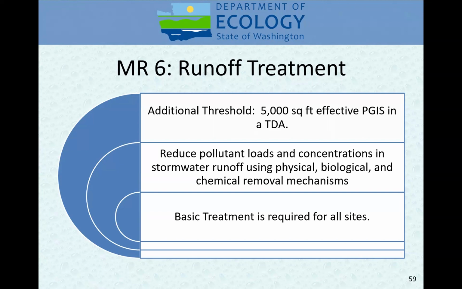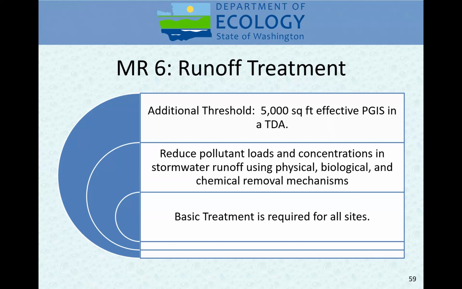What we're doing with minimum requirement number 6 is we want to reduce pollutant loads. And we want to reduce pollutant loads specifically for TSS, dissolved copper, dissolved zinc, total phosphorus, and oil. And if you have to do minimum requirement number 6 and you pass this additional threshold, you have to do basic treatment as a minimum.